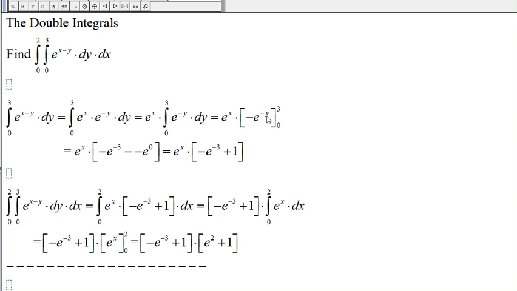So in the place of y, we have 3, and then minus the lower limit of integral is 0, so in the place of y, we have 0. This becomes negative e to the negative 3 plus 1, e to the 0 is 1. And so this is the inside integral.